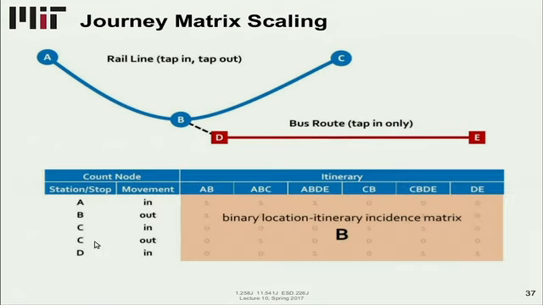So the method is similar to IPF. We prepare a binary location itinerary incidence matrix with zeros and ones, associating each itinerary with the count nodes. AB is one itinerary that is shown there. So is ABC, ABDE, not CB, not CBDE, not DE, as an example. So we have this big matrix of zeros and ones.